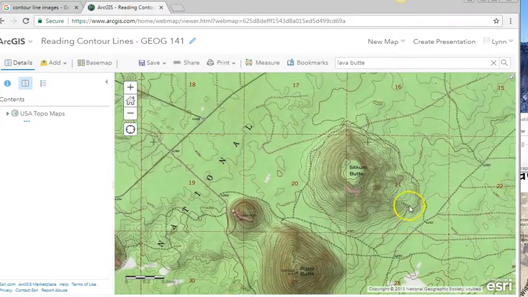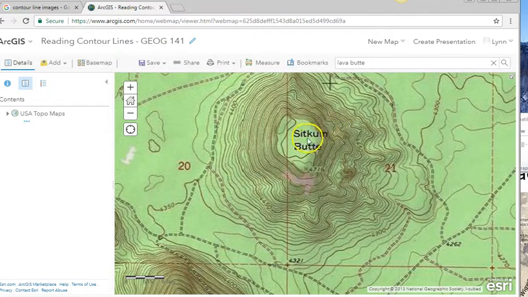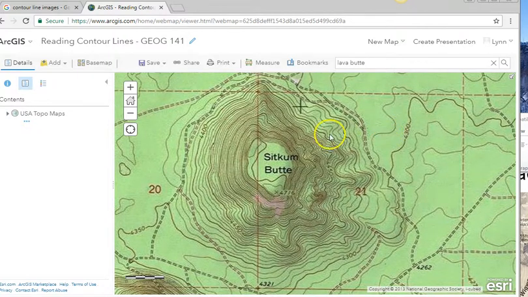So we'll do a little practice. You can see that Sitka Butte is flat on the top. I might ask you which side is steeper based on the contour lines, whether it's the southeast side of the butte or the northwest side of the butte. And you could support that the southeast side of the butte is a little gentler, at least up until you get to the very top, because the contour lines are farther apart. This face is probably the steepest because the contour lines are closer together.